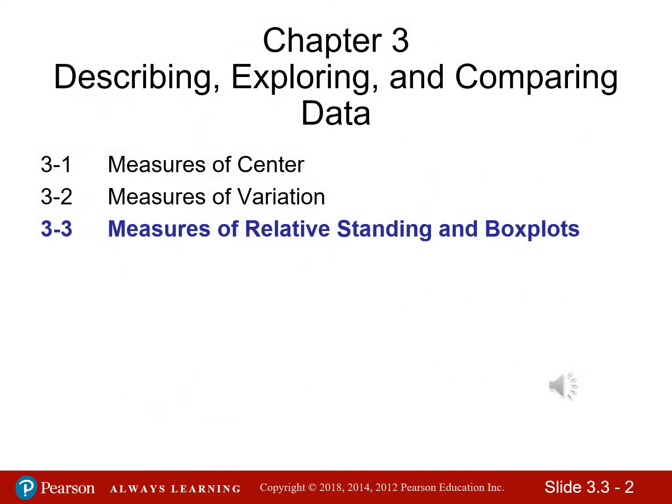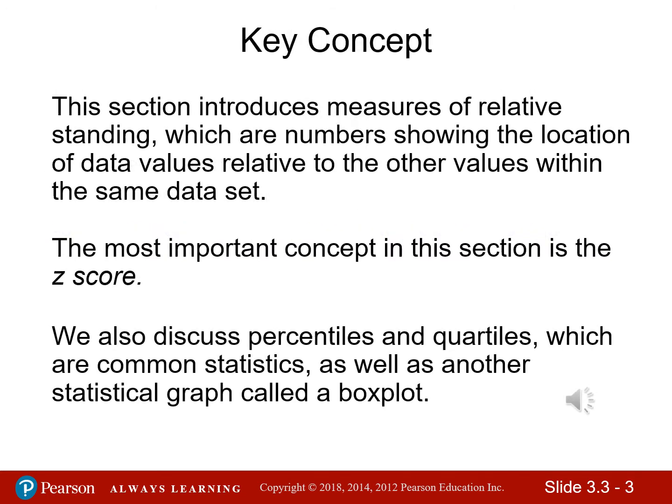In this section, we will discuss measures of relative standing. A measure of relative standing is a number showing the location of data values relative to other values within the data set. In this section, we are introduced to measures of relative standing, which are numbers showing the location of data values relative to other values within the same data set.